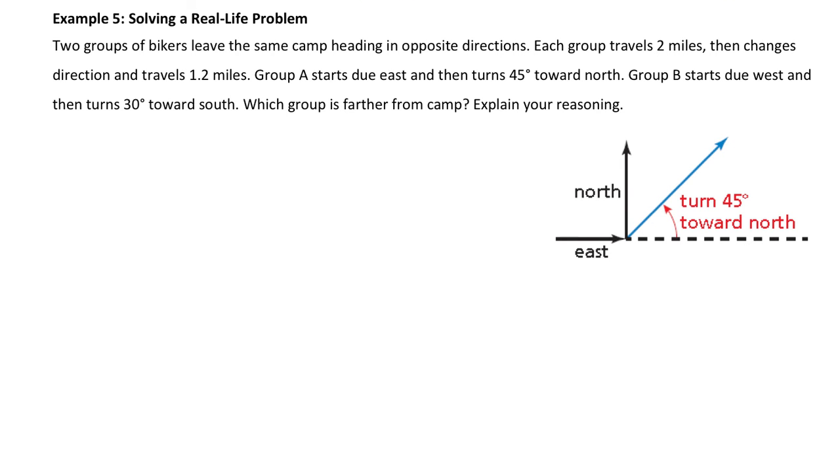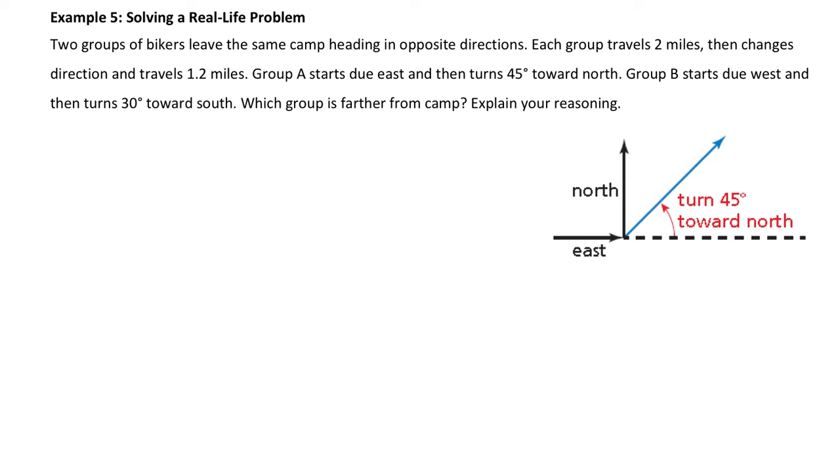So understanding opposite. What side is opposite what angle? To finish this up, example 5 is a good one because it talks about turning towards the north and degrees and all those things. So it says 2 groups of bikers leave the same camp heading in opposite directions. Each group travels 2 miles, then changes direction and travels 1.2 miles. So they're traveling the same distance, east, west, north, south. One group will travel further away than the other. So group A is going to be green, red will be group B. Okay, so group A, we're going to start with camp right here. That's our camp, the black point.